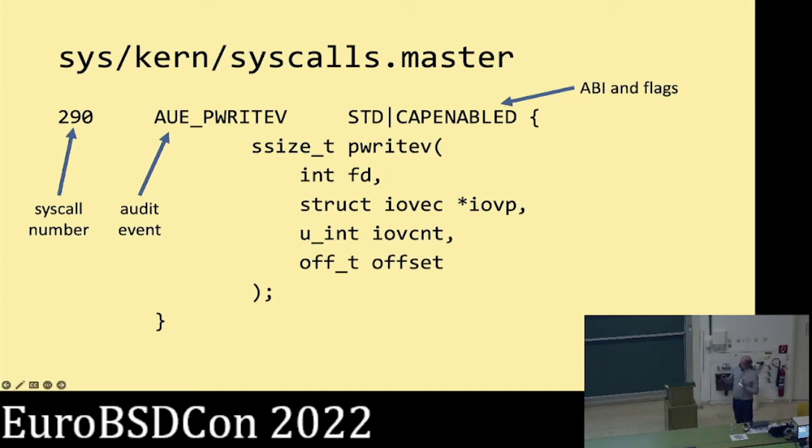And then we have some flags. In this case, we have this STD, which means it is a standard system call. I mean, it's always part of the FreeBSD ABI, and it's not, say, a compatibility interface that's only on if you turn it on. And then cap enable says, this doesn't access arbitrary namespaces, so it's okay to use it when you're using Capsicum in your program and you have entered capability mode.